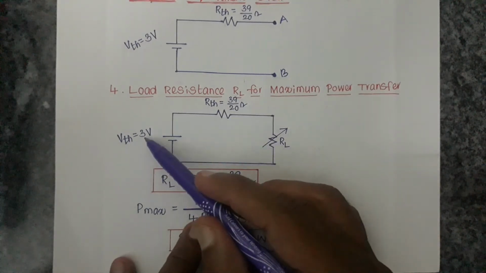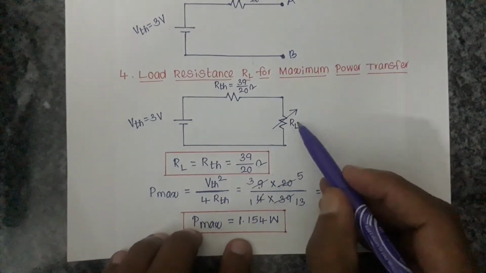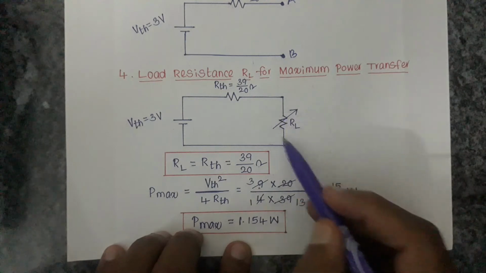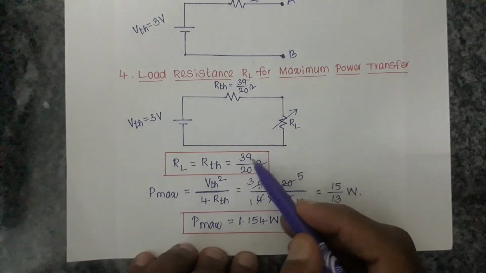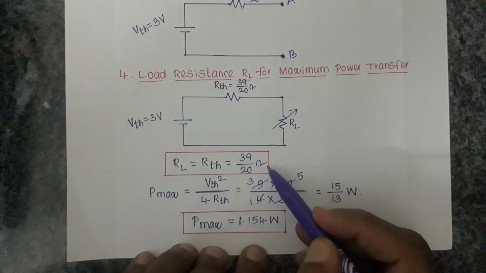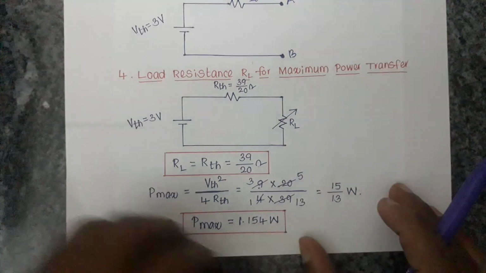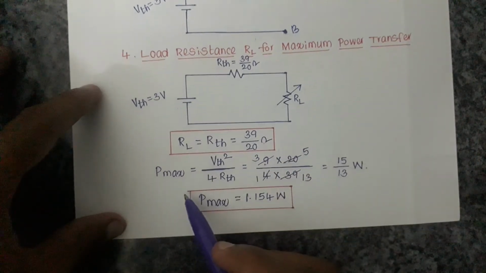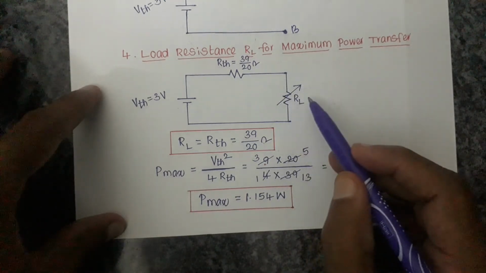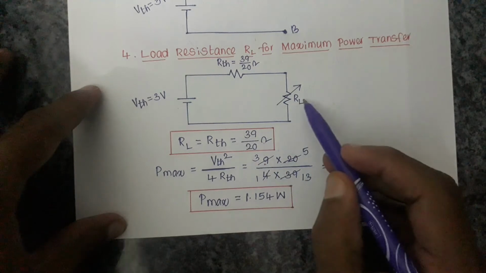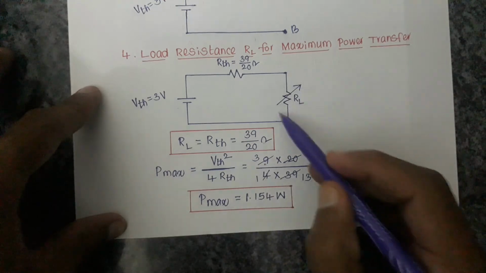This is the Thevenin's equivalent circuit, VTH equal to 3 volts and RTH equal to 39 by 20 ohms. Here, if RL equals RTH, at that time this RL receives maximum power. So RL equals RTH, so RL equals 39 by 20 ohms. When RL equals 39 by 20 ohms, this RL receives maximum power. So this is the value of RL. What is the maximum power taken by this RL? So this is the condition: what is the value of RL such that it receives maximum power? And the second point is, what is the maximum power RL takes?